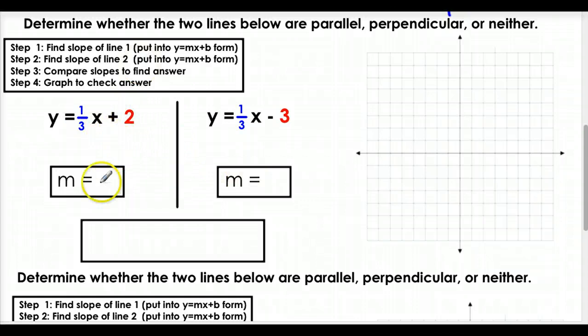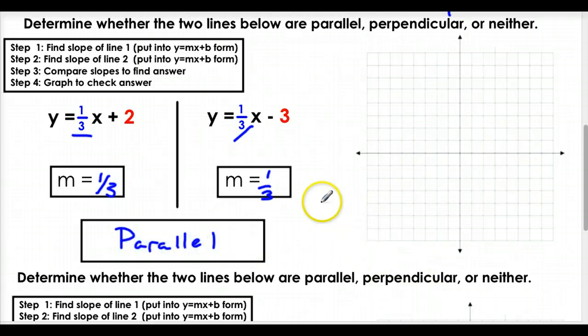Sorry, let me start with this. Let's find the slopes first. The slope of this one, the m, is 1/3. And the slope of this one, well, look at that. It's 1/3 again. So if we look at the two slopes, they're the same, so we know these two lines are parallel. Easy. Now, once again, you never know, so it's always good to graph, just to see if you're absolutely right about that. So let's see if they even look parallel.